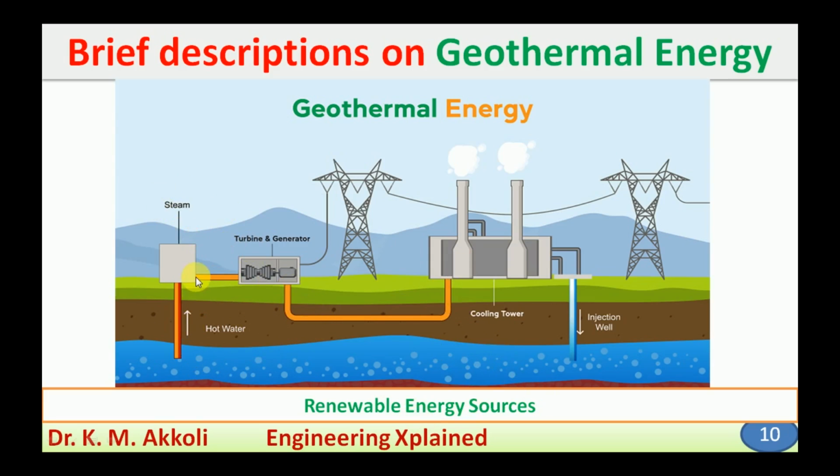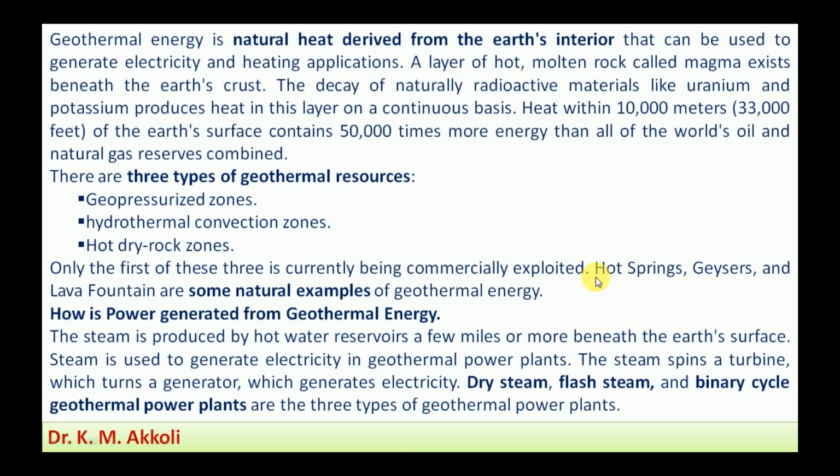Here the hot water comes in and steam formation takes place, and that steam is used to run the turbine and generator. The electricity is produced and distributed, and the steam after expansion is cooled in the cooling tower and injected again to a certain depth for the formation of steam. This is briefly how a geothermal power plant works. Next we will discuss in detail what geothermal energy means, and the different sources and depths.